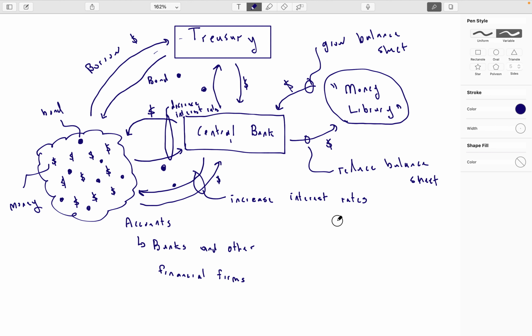The whole thing is called open market operations because they're not setting interest rates literally. They're influencing interest rates by buying and selling bonds in the open market. Okay, so that's it. That was a quick, whirlwind tour of how central banking works.